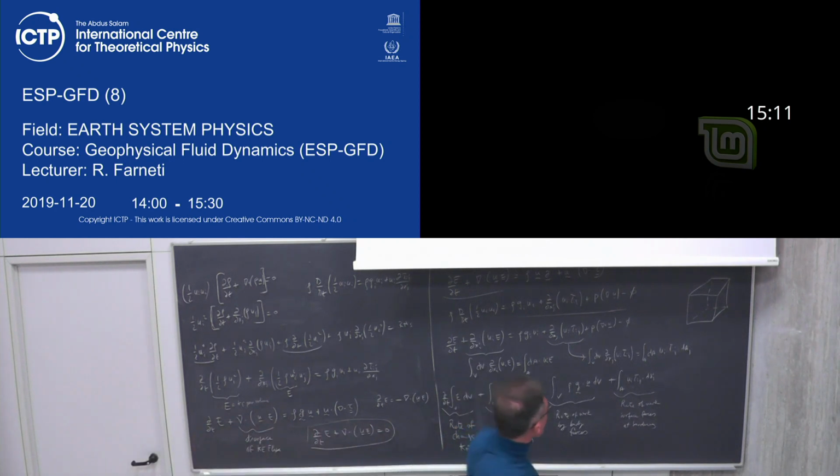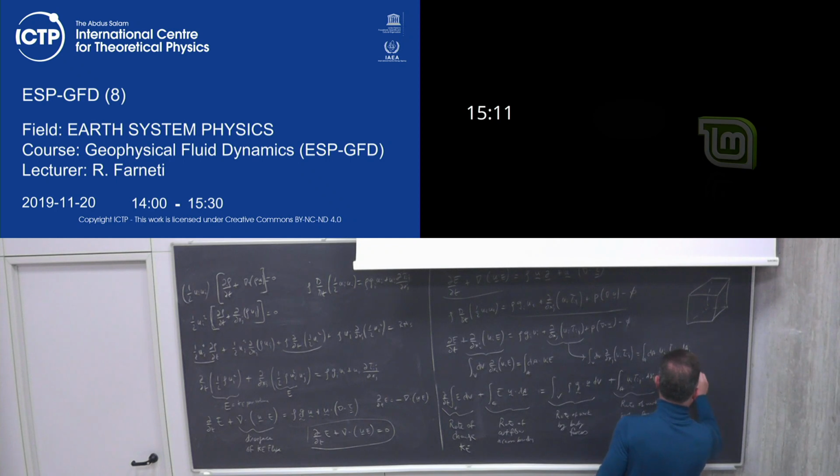And then I have two more volume integrals, and I want them to be volume integrals of this, which is again the rate of work done by volume expansion. Okay, pressure is expanding or compressing the volume over which I'm looking at the energy. Okay, so that has to be a volume integral. Minus the volume integral of, so this is going to be the rate of viscous dissipation.